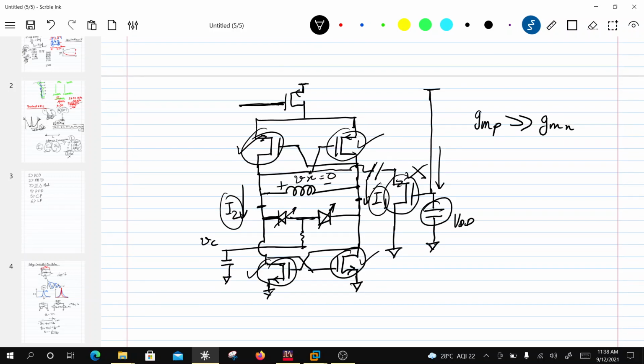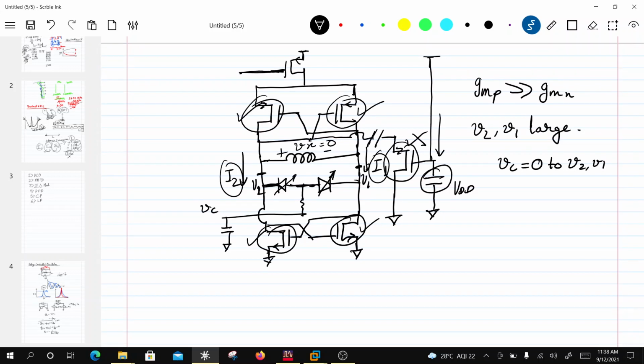That means two things. Let's say this voltage is V2 and this is V1. If GMN is much smaller than GMP, then V2 and V1 are going to be large. This provides a sufficient voltage across the device. So what is the control voltage range? The control voltage range can go from 0, it can even go negative if you want, to V2 or V1, whichever you want to take. So this is your control voltage range.